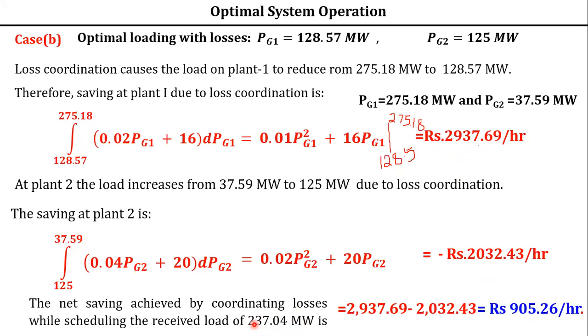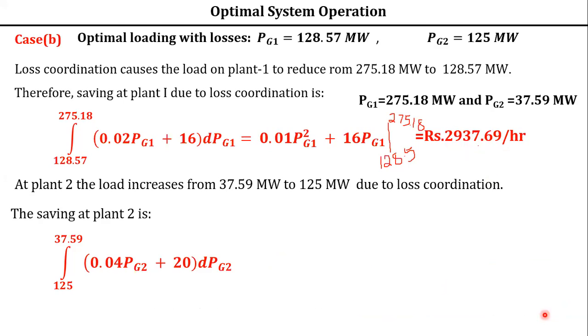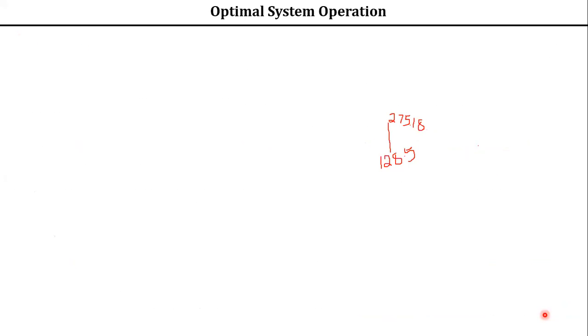Hope you understood this one. Whenever two cases are there, in order to get the cost equation, integrate it over these two case limits. Then you find out the net savings. Actually, to say, this is not saving, this is a loss at plant 2 and this is a gain at plant 1. So gain minus loss is the overall profit or overall savings, 905.26. So this is the answer you have to get. Hope you understood this one. Otherwise, sometimes they may not give it, they may ask you to do it here. Okay.